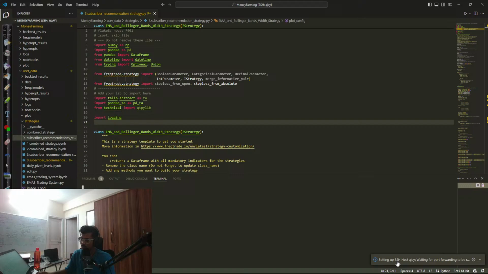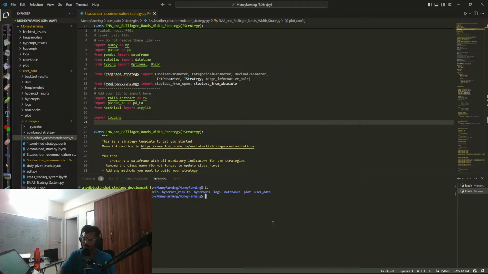This is a bit annoying today though. This SSH thing is like port forwarding this and that. Anyway, so we got here. Okay, source freqtrade. What is happening here? Anyway.